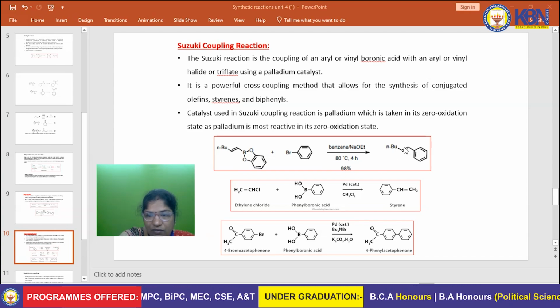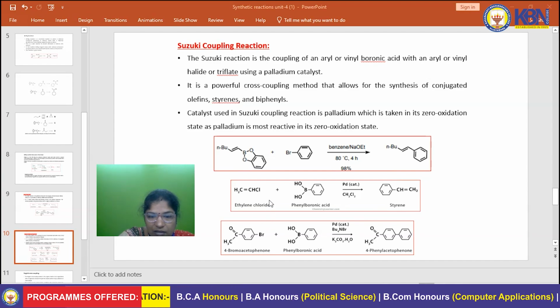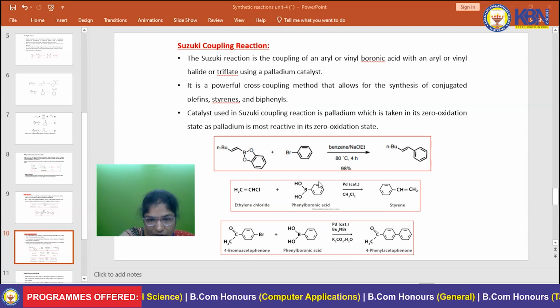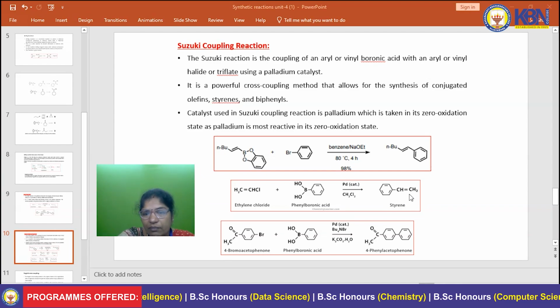In this reaction, we get the styrene compounds, that are the alkenes. Simply, we have ethyl chloride on treatment with the simple phenyl boronic acid. Vinyl halide, ethyl halide. This is the vinyl halide. On treatment with phenyl boronic acid by using the catalyst palladium in the presence of the solvent dichloromethane, we get the product styrene.